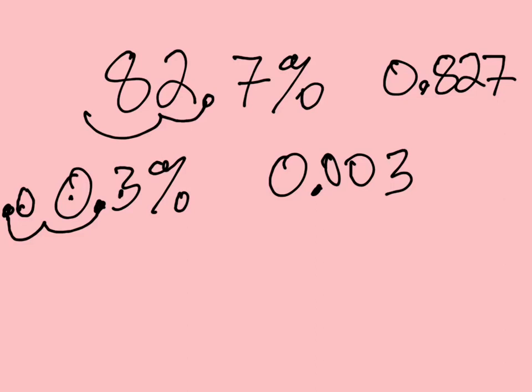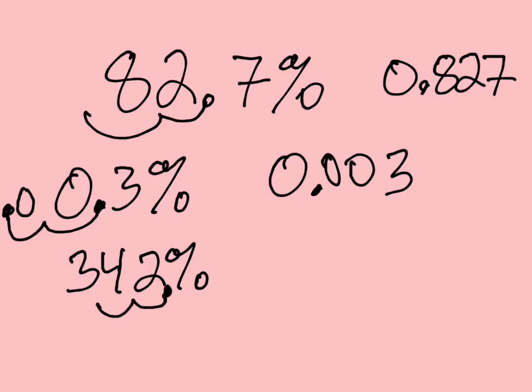So that's all there is to it. And no matter what we have, if we had 342%, hidden decimal point here, move 2 places to the left, and we end up with 3.42. That's all there is to converting decimals to percents and percents to decimals.